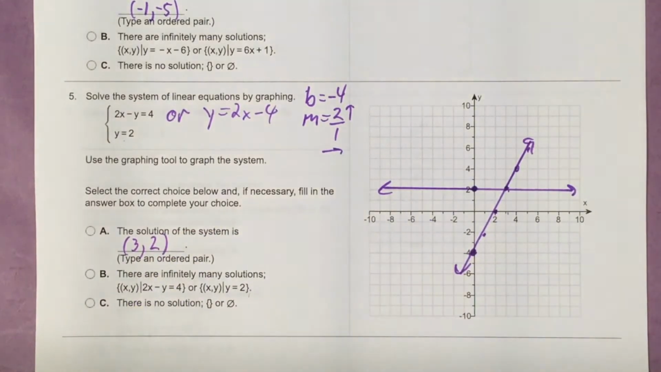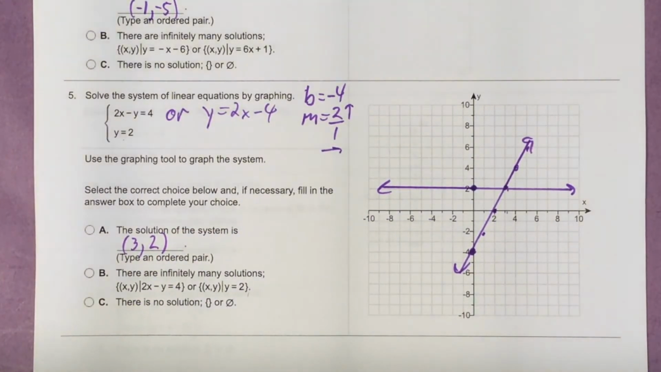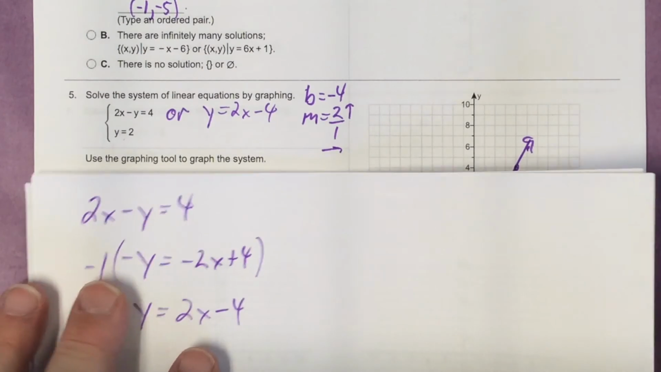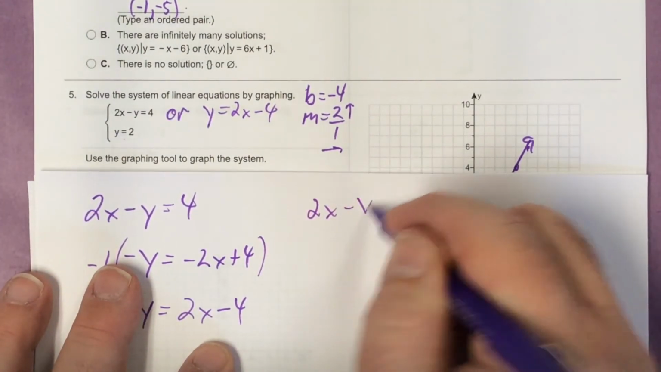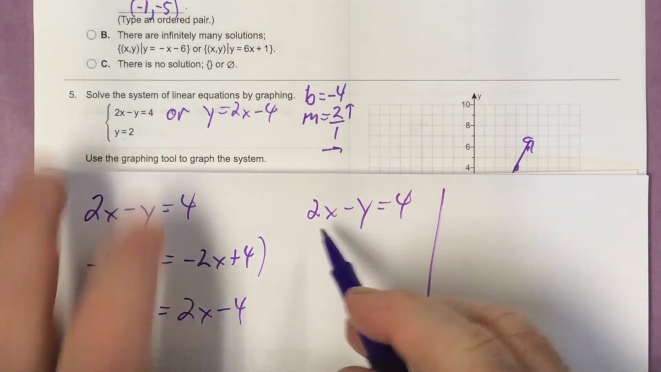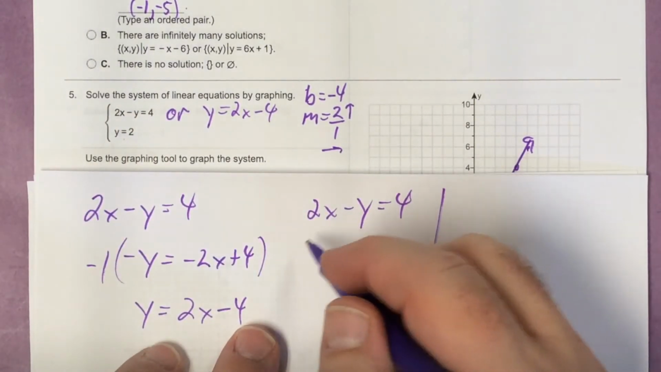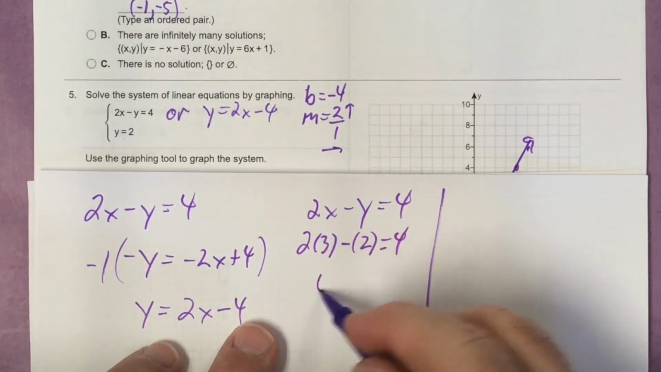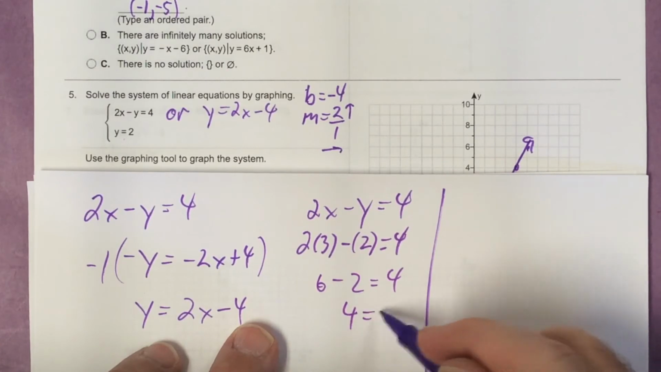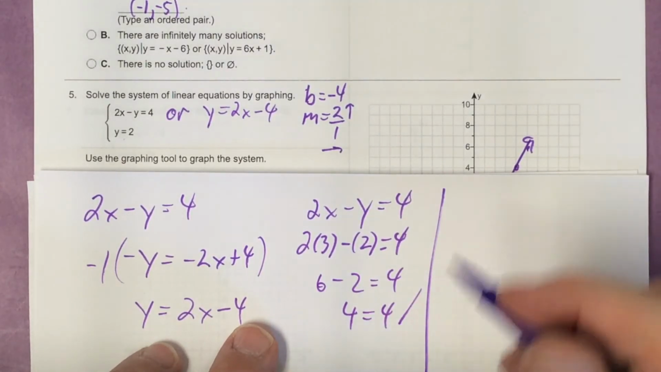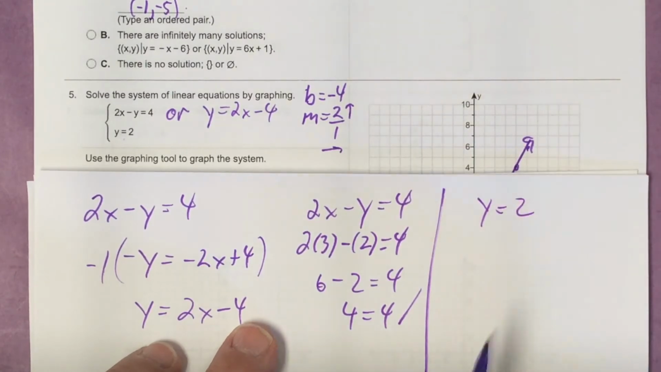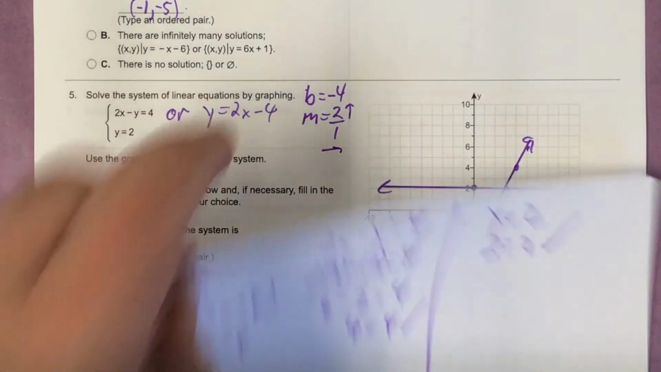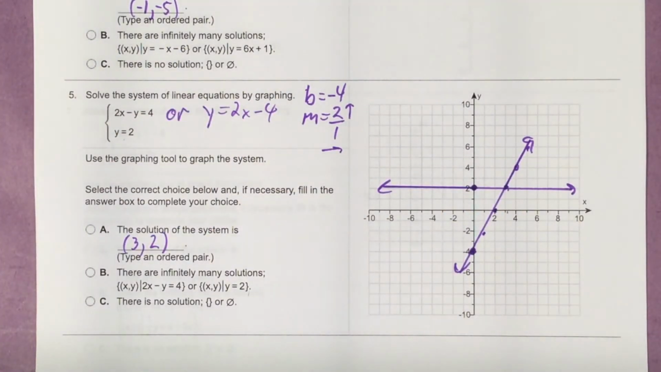Now, if you want to, you could run a check just to make sure that this works out. If you want to test it, you can put this in. For the first equation, we have 2x minus y equals 4. If x is equal to 3 and y is equal to 2, does that work? So we have 2 times 3 minus 2. Does that equal 4? That's going to be 6 minus 2 equals 4. 4 equals 4. That seems to work. And then for y equals 2, we only need the y value from the point, and 2 equals 2. Golly gee, that works. So that appears to be our solution to this system.